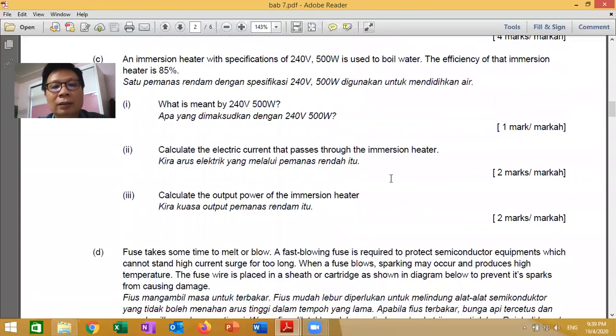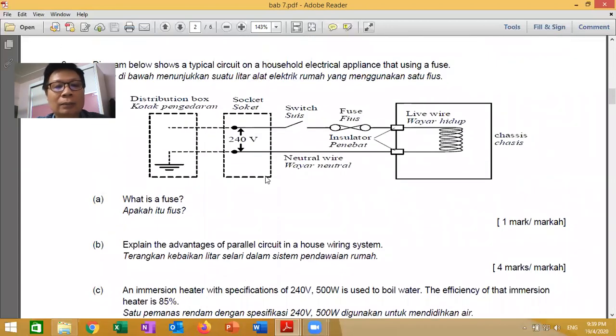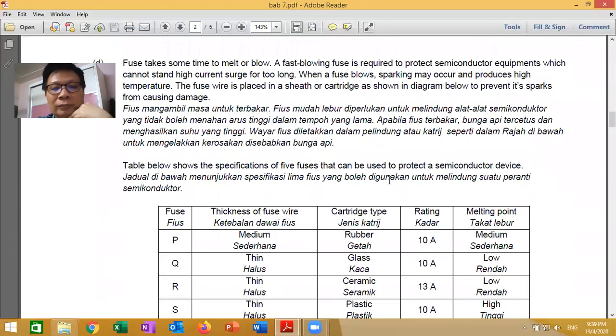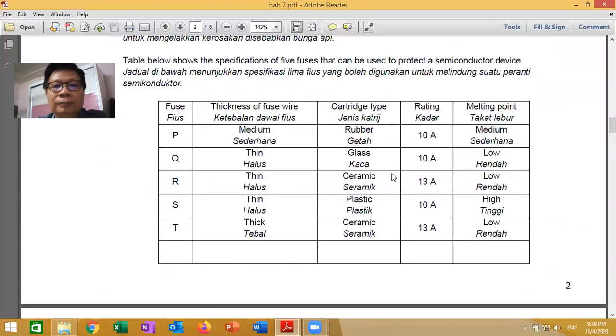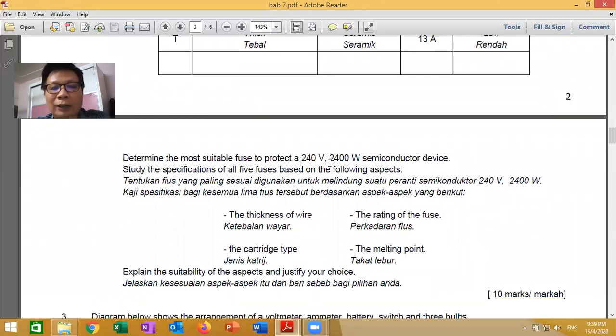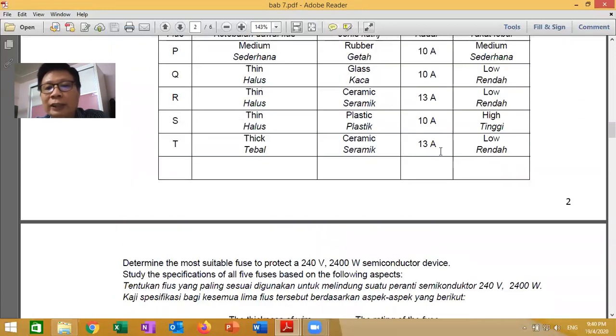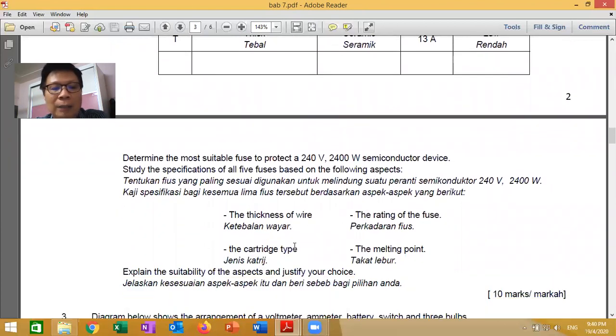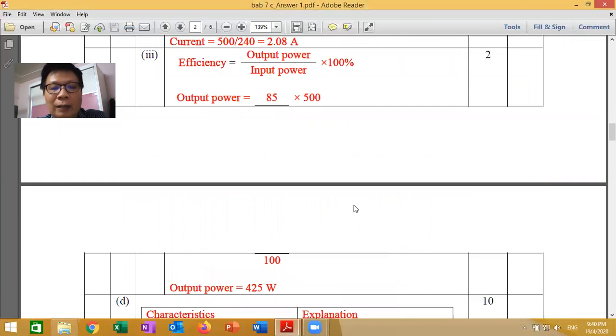What is the current there? The current is not shown here. From here you can find the current. Determine the most suitable fuse to protect this. You calculate the current from here: power, voltage, P equals VI, find the current first. Then only you can decide which fuse is suitable. Let's look at the answer straight away.